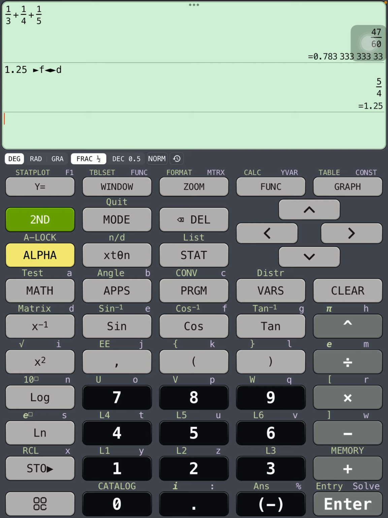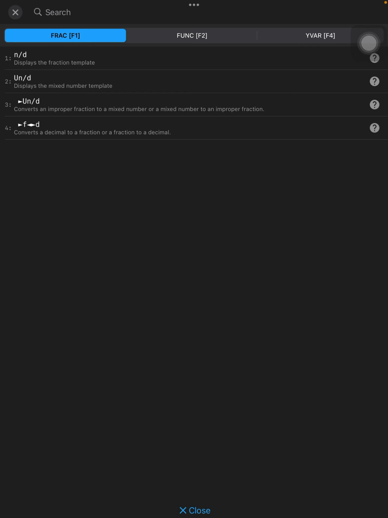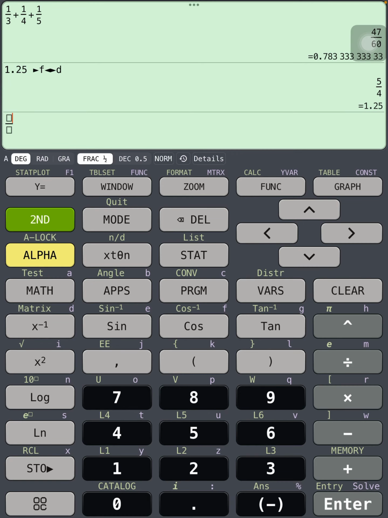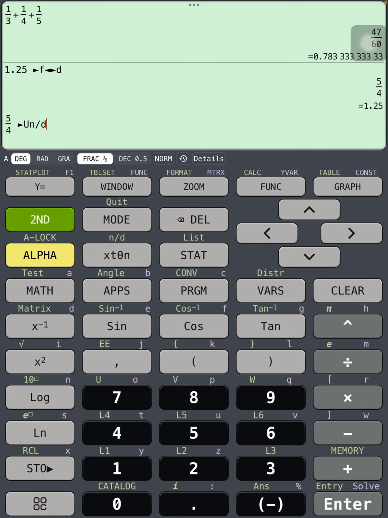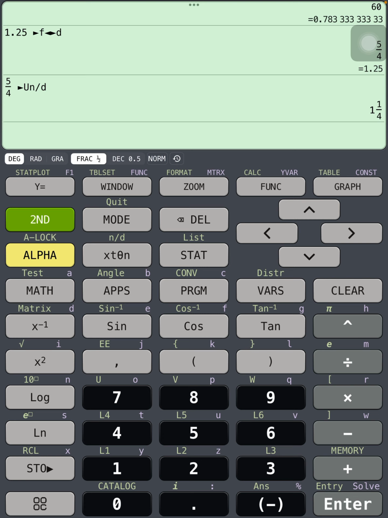Not too controversial there. How about we'll enter in 5/4, and we want to know what is 5/4 in a mixed number, because that's a top-heavy fraction or an improper fraction. And so I enter in 5/4, go back to alpha y equals, and then number 3 says converts an improper fraction to a mixed number or a mixed number to improper fraction. And so we'll press enter, and I get 1 1/4, right?